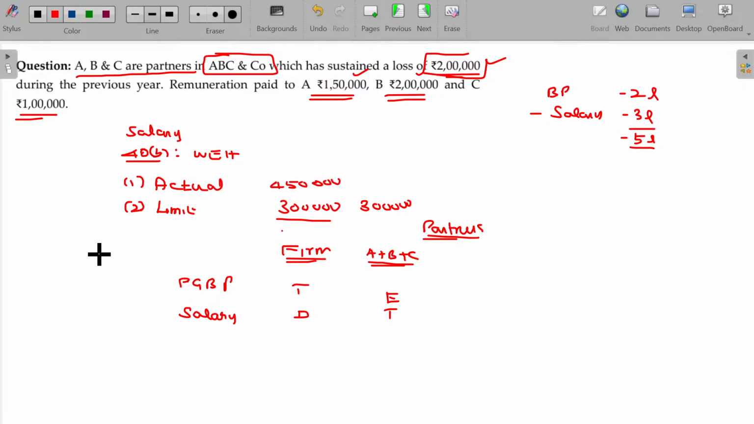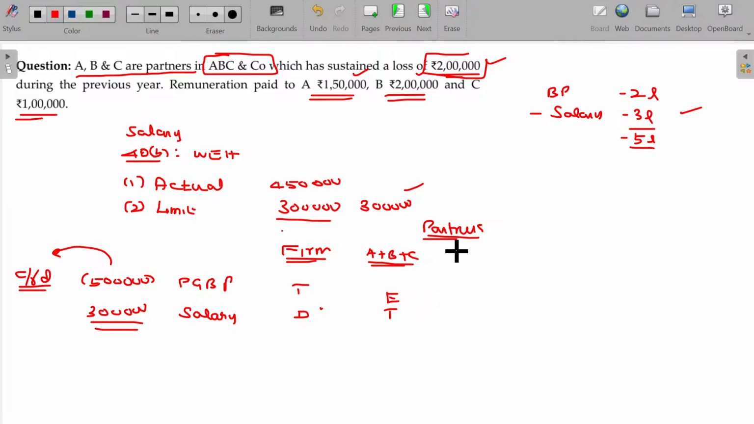Now, in PGBP, 5 lakhs will be the loss. Loss cannot, of course, be clubbed with the partners' hands independently. It can be carried forward to be adjusted in the future period. You can carry forward and adjust in the future profits over a period of 8 years. Clear? Now in salary, only to the extent allowed under section 40B will be taken. This amount is deductible from the firm's profit, so we have already deducted. After deducting the salary, the loss for the firm being 5 lakhs, and the amount deducted will be taxable in the hands of the partners.